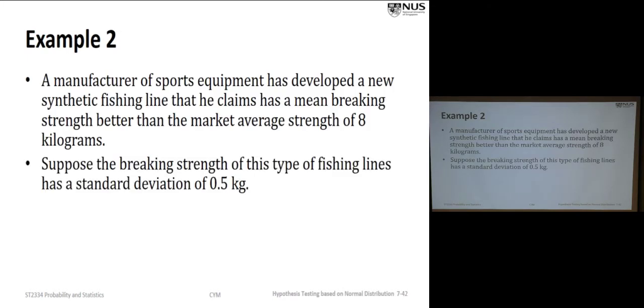Here is a claim. The manufacturer developed a new synthetic fishing line. When you develop something new, it has to be better, right? You cannot say that my new fishing line has a strength that's just different from the existing one. I don't want it to be worse than the existing one. So it has to be better, in the sense that the strength of your fishing line is better than the existing one. So this is the claim.